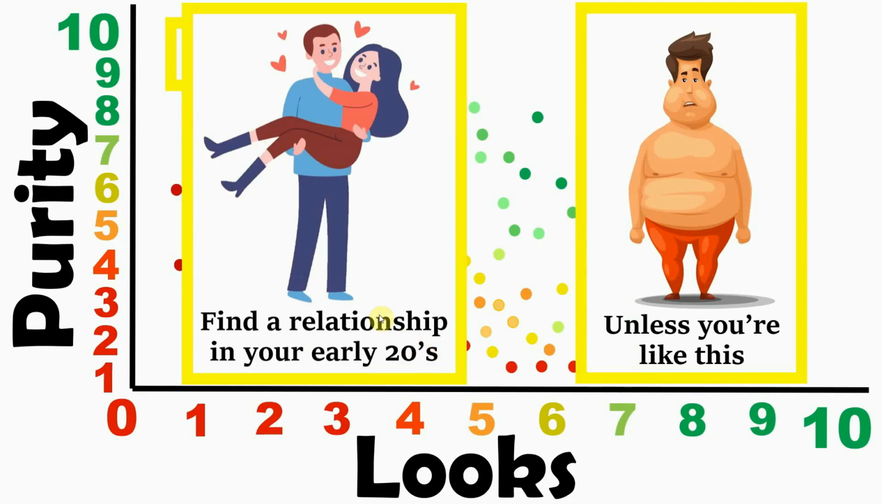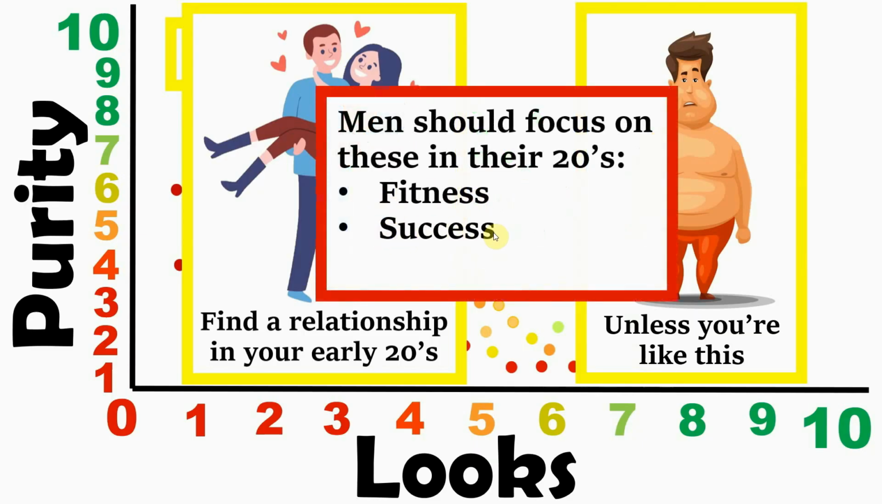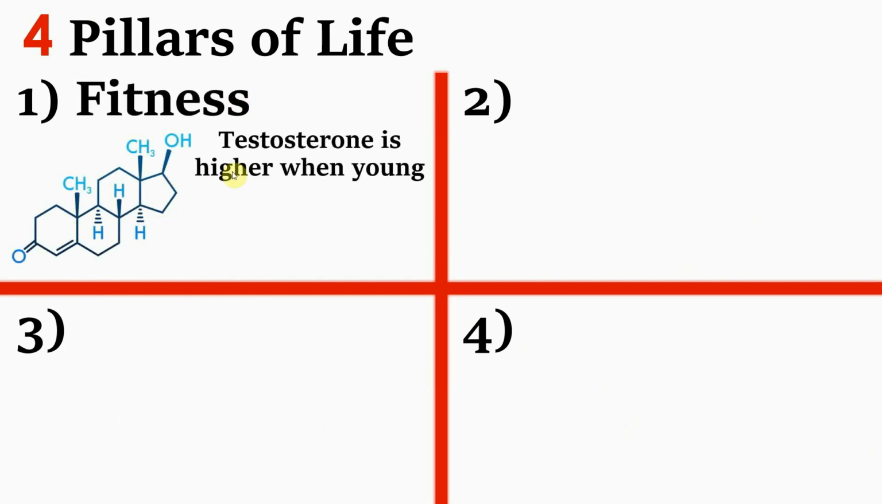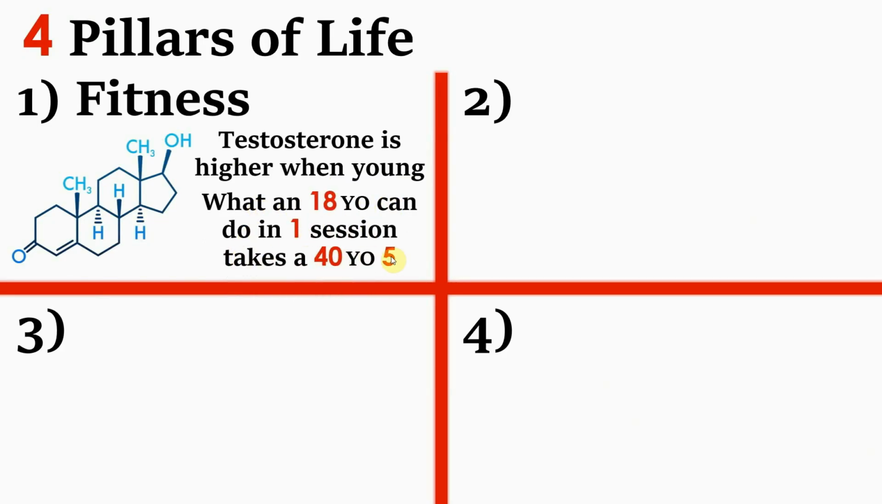As much as YouTubers like to talk about women as if they're a distraction from your other goals, such as fitness, such as building success, I actually think finding the ideal relationship is another pillar that should be set up in your 20s. I believe in 4 pillars of life, and 3 of them are way easier to set up the younger you are. 1. Fitness. Your testosterone levels are a lot higher when you're younger. What an 18-year-old can accomplish in one session will take a 40-year-old 5.